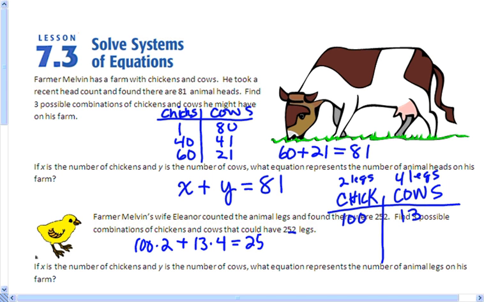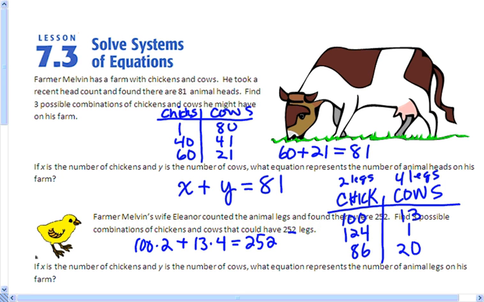Well, some other possibilities you could have for that are you could have 124 chickens. That would be 248 legs. That would leave you 4 legs for cows, which would give you 1 cow. You could also have 86 chickens and 20 cows.